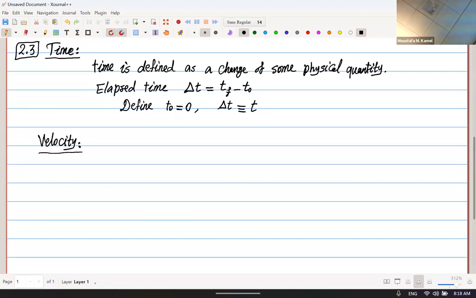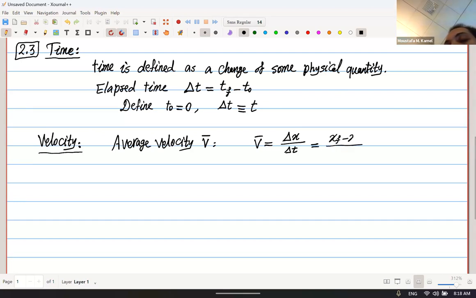So velocity, or let's start with average velocity first. Average velocity, let's denote it v with a bar on it. It is defined as the change in position, which is displacement, over the elapsed time. So it's final position minus initial position over final time minus initial time, or simply just denote the denominator as t.